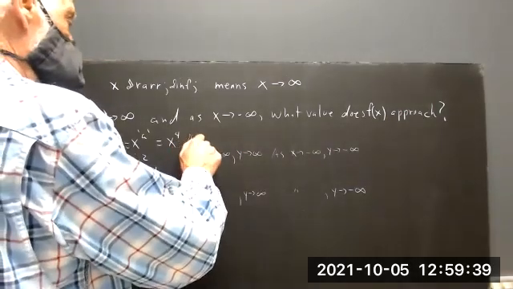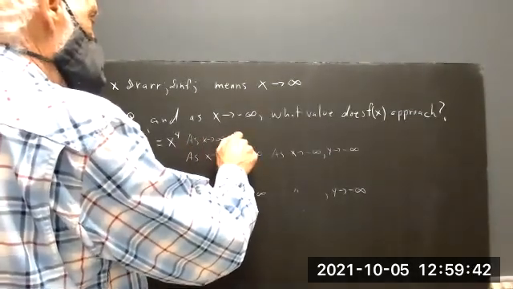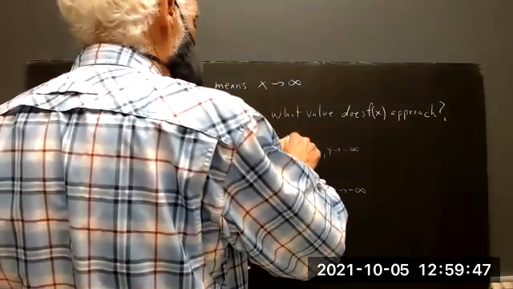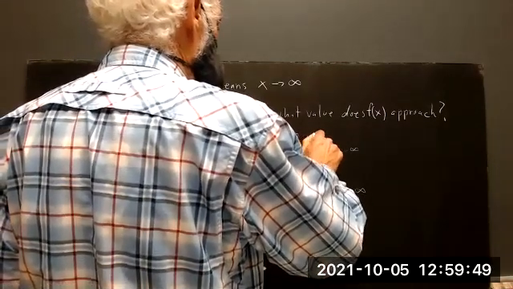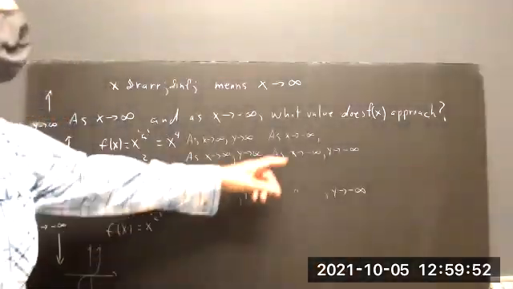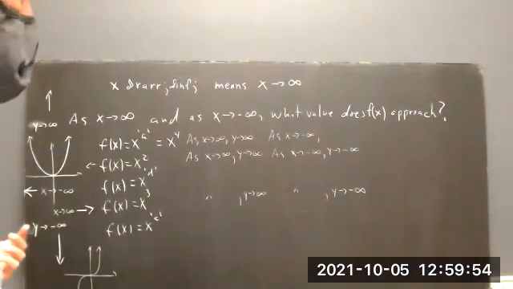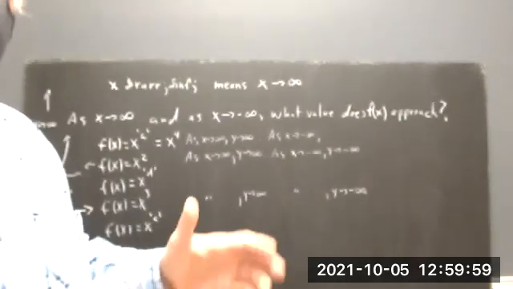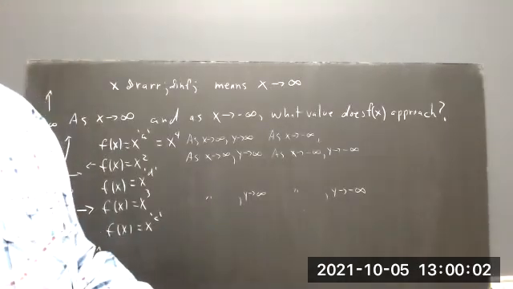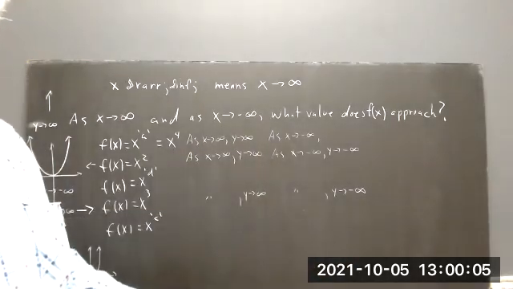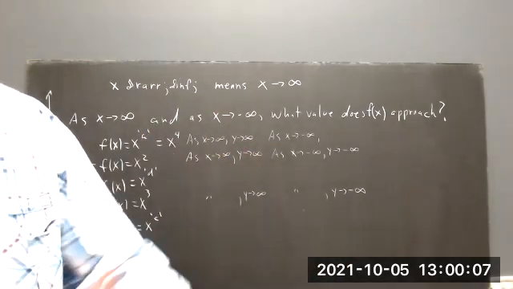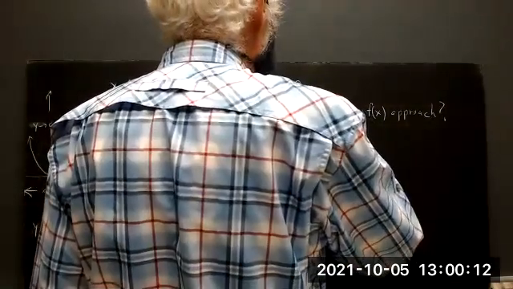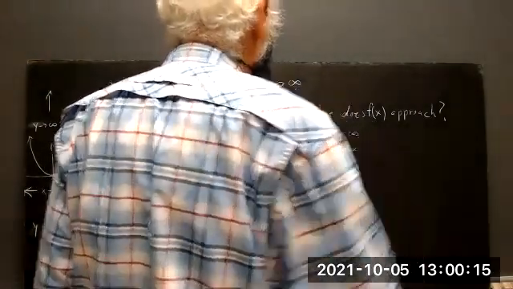So as x goes to infinity, y goes to infinity. As x goes to negative infinity, well, you're taking the fourth power of a negative number. Multiply the number by itself, negative times negative gives you positive, then you multiply it by itself again, you get negative, and then you multiply it by itself the fourth time, and it's back to positive.